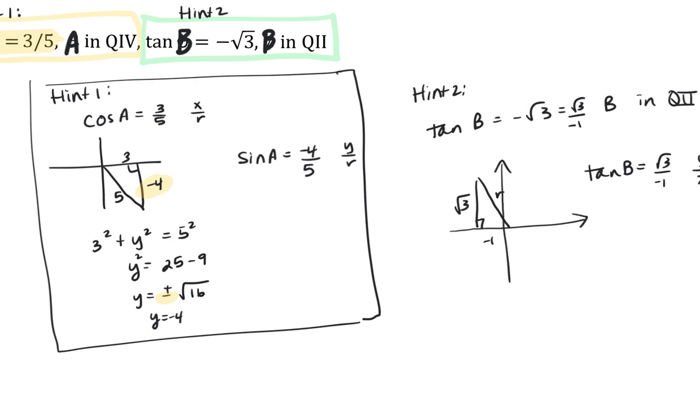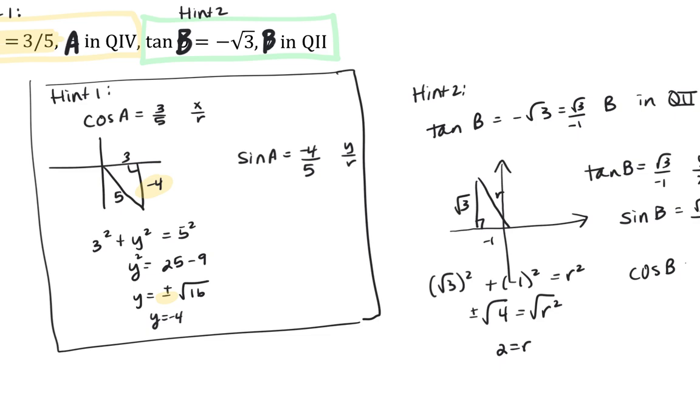And so now we need to find our r, using the Pythagorean theorem. We'll solve for r, which in this case is 2, and then that allows us to find sine of B, which is y, and y is square root of 3 over r, which is 2. And then we need also cosine of B, which is x over r. And so that is -1/2.